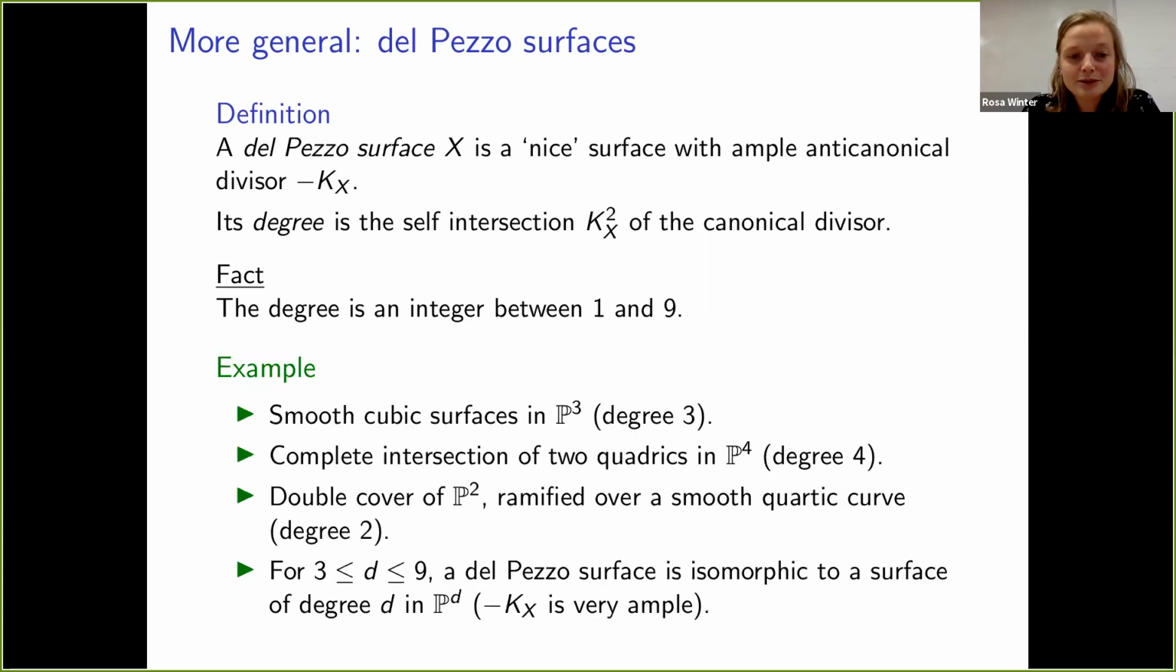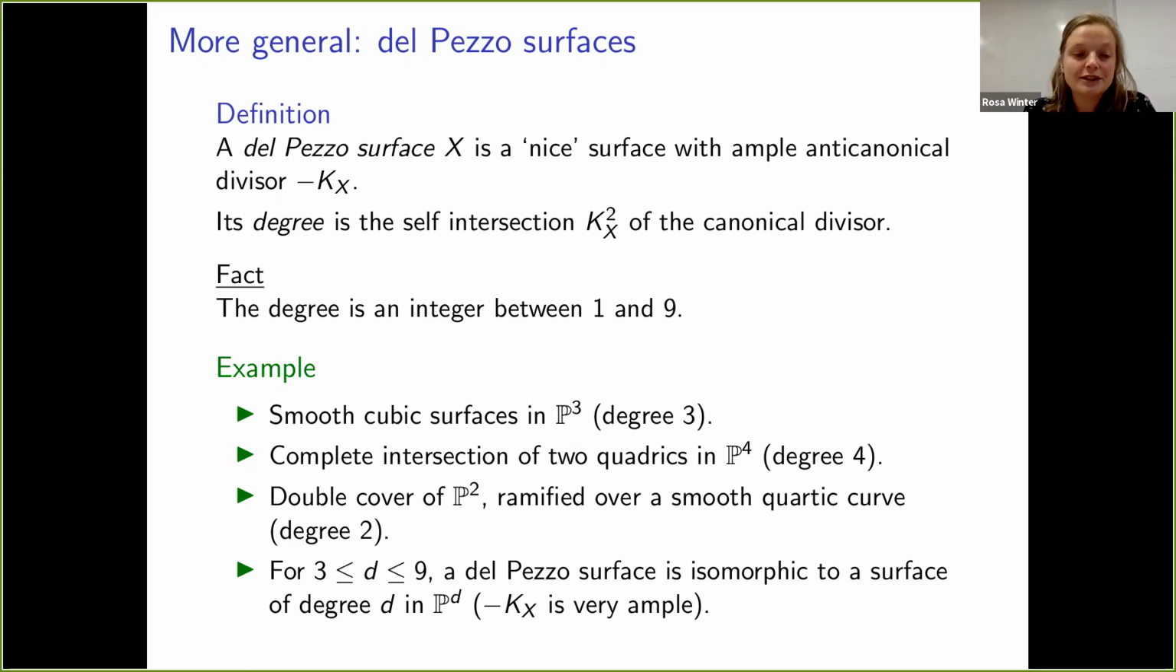And here are some examples. The smooth cubic surfaces in P3 are those of degree 3. The del Pezzo surfaces of degree 4 are complete intersections of 2 quadrics in P4. The del Pezzo surfaces of degree 2 are double covers of the projective plane that are ramified over a smooth quartic curve. The del Pezzo surface of degree 1 I will get into in detail.